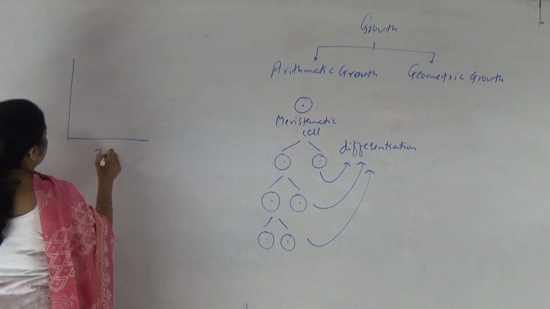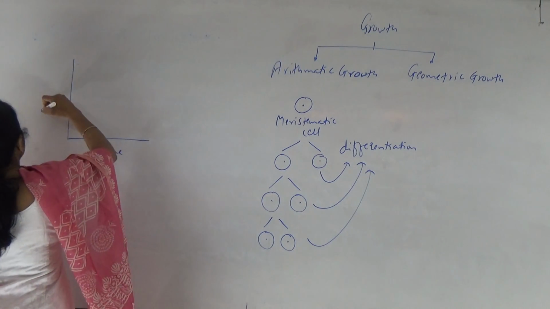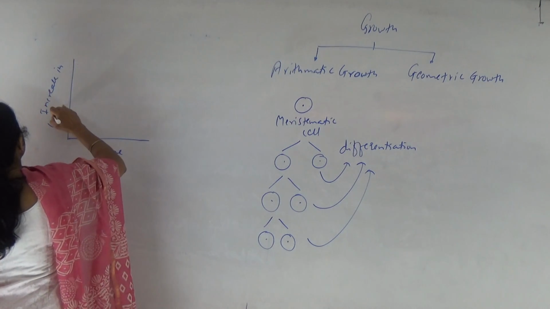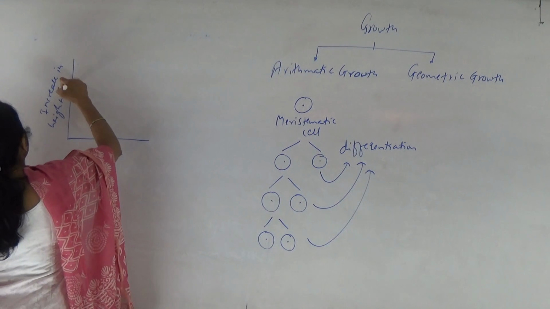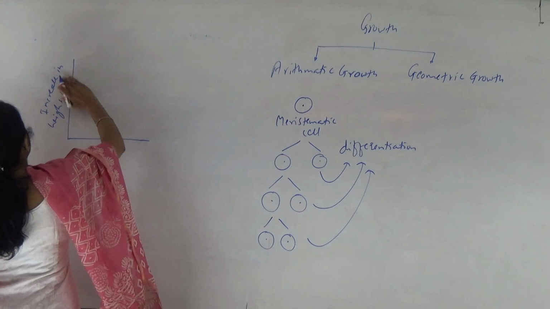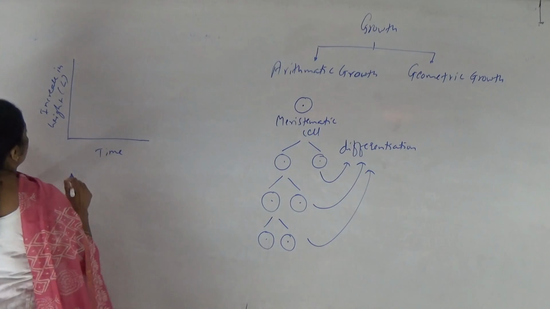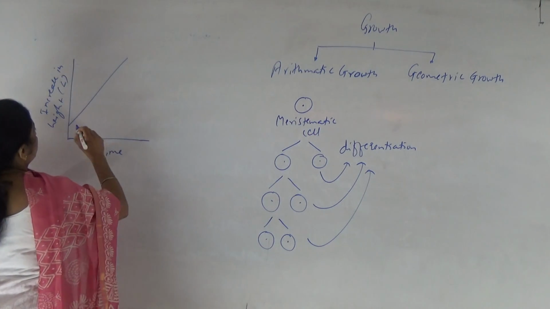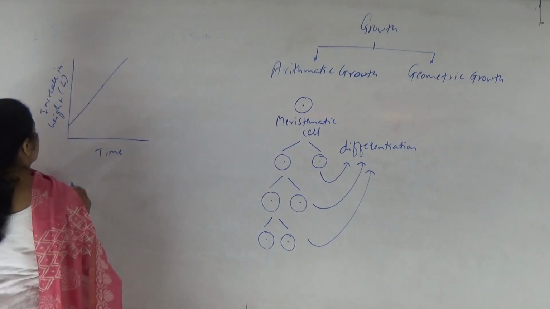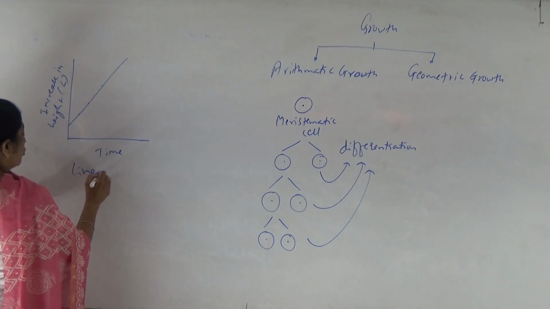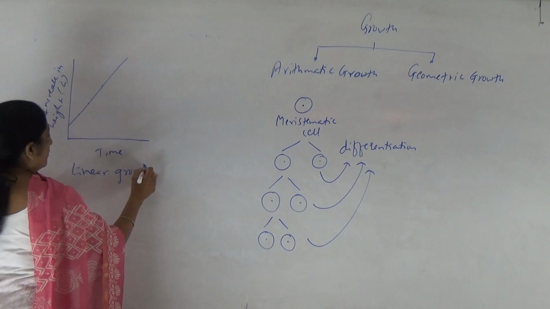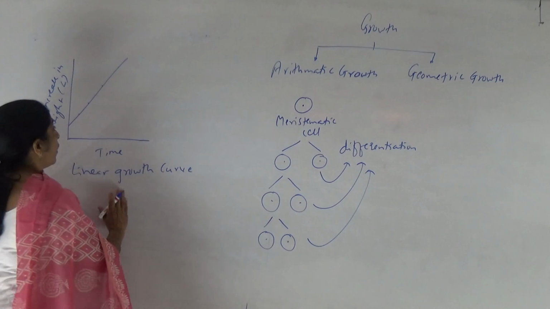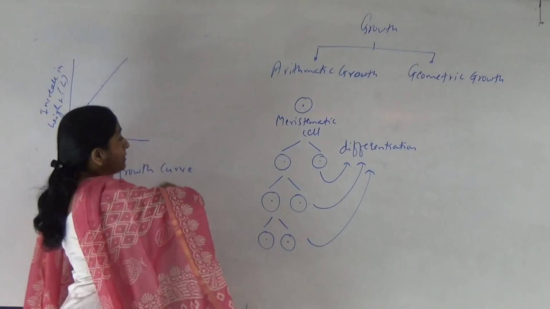So this is time, right? And this is increase in height, that is, in case of root it may be length, right? So if we draw this, we'll get this kind of curve, a straight line, okay? So this is called a linear growth curve. Right? Now why is it shown like this.